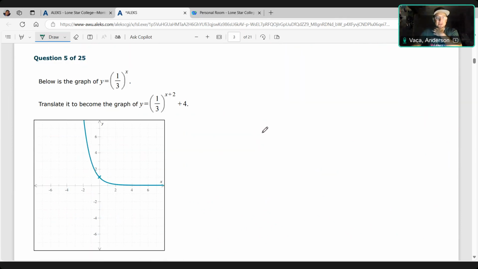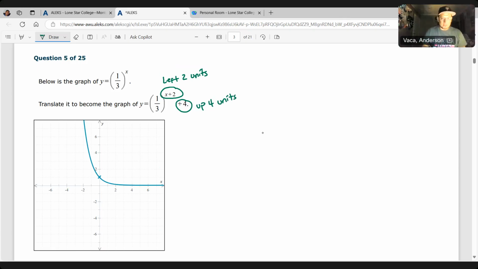Number 5, we got some exponential functions here, and they want us to translate it. Basically, what this does, it moves the graph left 2 units. What this does, it moves up the graph 4 units. So let's see, left 2, 1, 2, up 4, 1, 2, 3, 4. And so therefore, here's the horizontal asymptote.